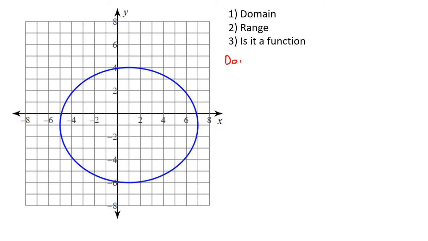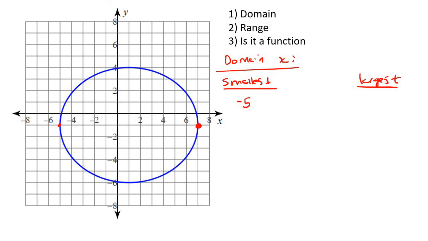So for domain, we know that that's all the x values. So we look for the smallest and we look for the largest x value. Okay, so the smallest x value would be over here. Right, because that's the most left part of the graph, so that would be -5. And the most right part of the graph, which would be the largest, would be at 7. So if we wanted to write this using interval, or I'll do it like this, inequality, then it would go like this.